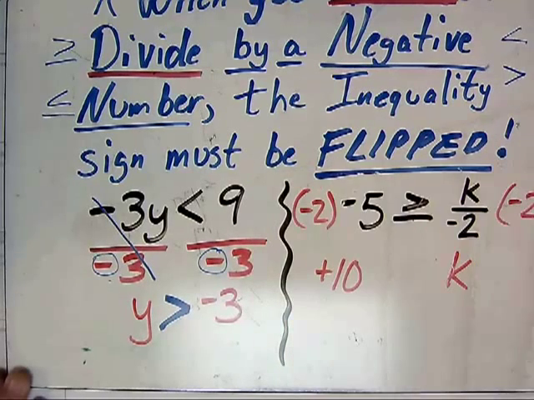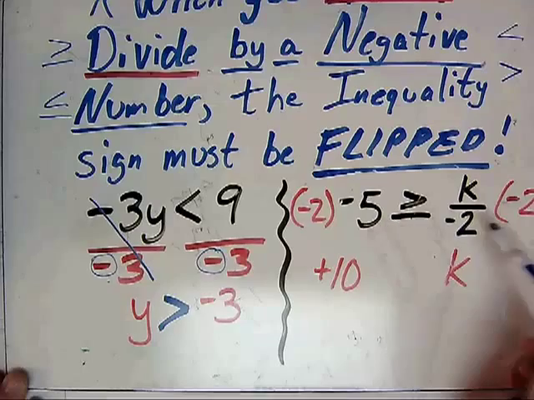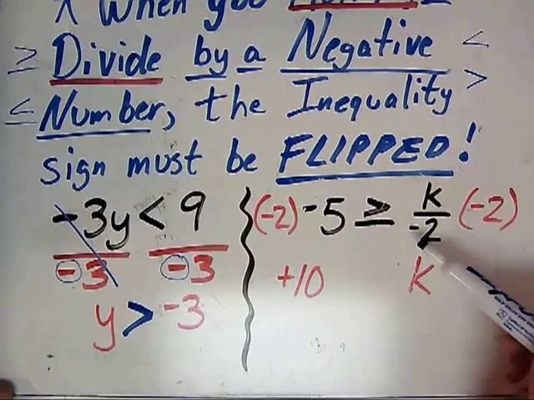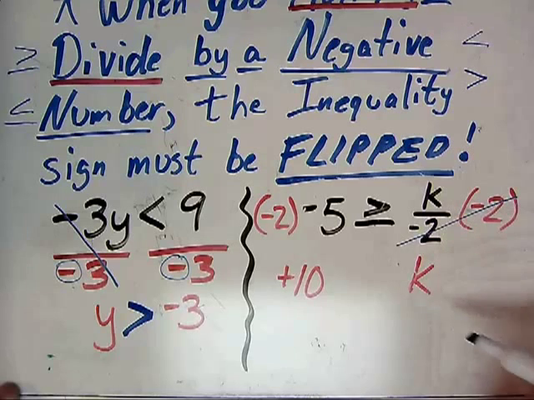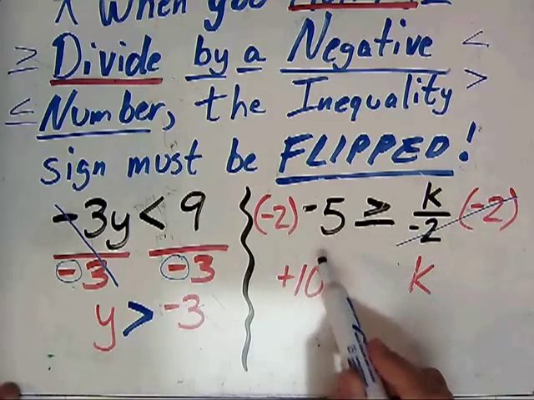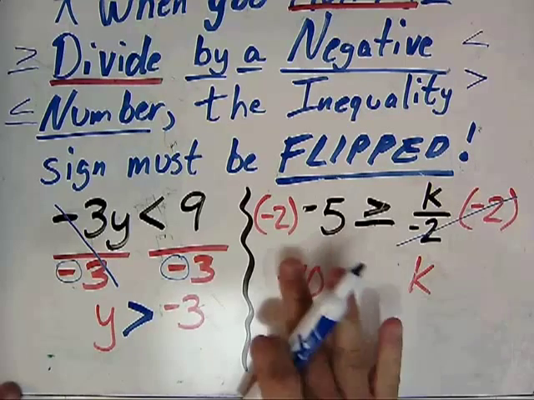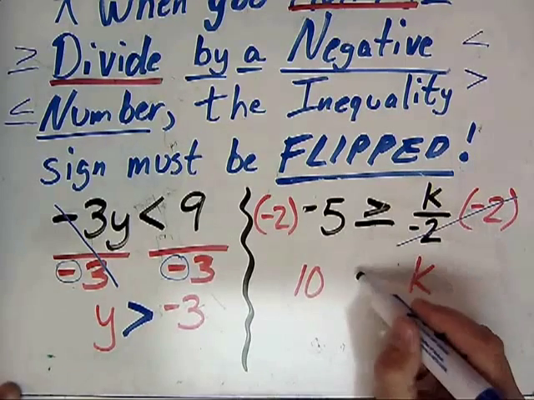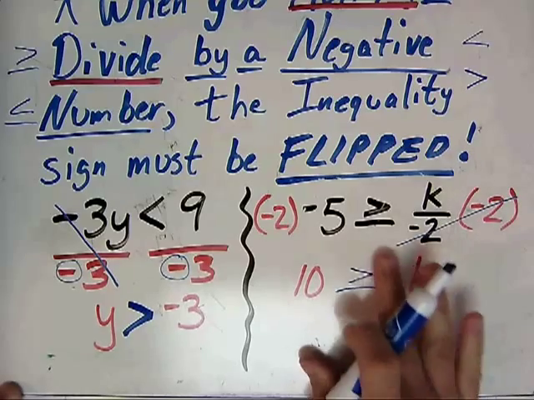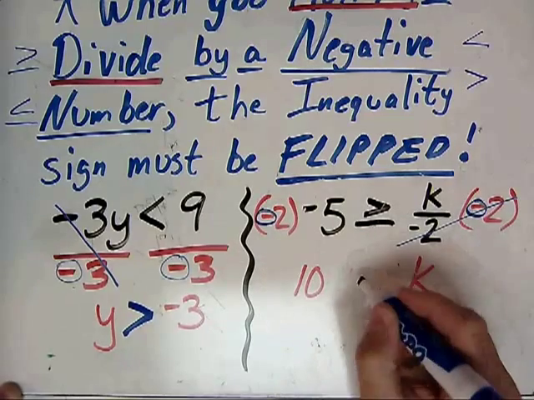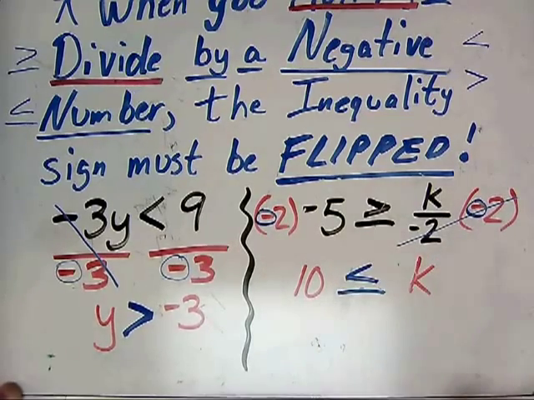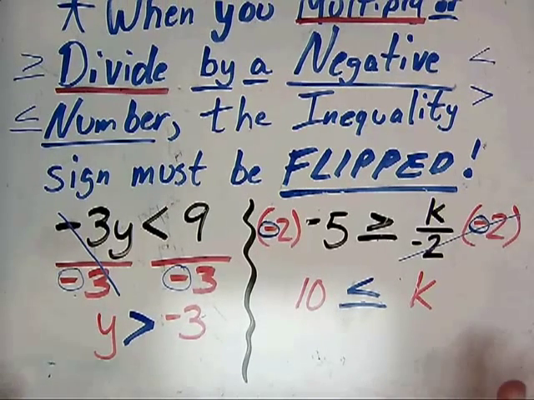Then, same with starting with division. Here we've got k divided by negative 2, so we're going to multiply on both sides, just as if it was an equation. The negative 2's go away, bring down the k, negative 2 times negative 5, two wrongs make a right, gives you positive 10. But instead of greater than or equal to, like it was when it started, because we multiplied by a negative, it's going to change to less than or equal to. That's the only part that is going to be different than when we solved equations.